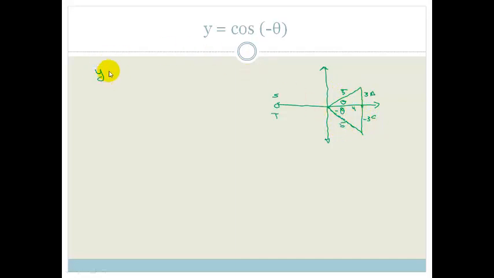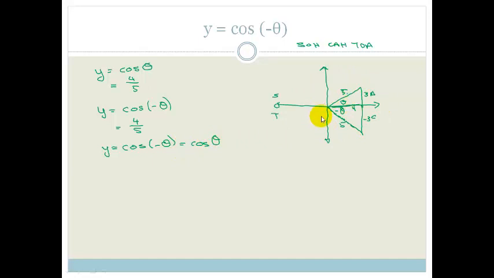So if we have y is cos of theta, using SOHCAHTOA, let me write it out here in case you've forgotten it, cos is adjacent over hypotenuse, so we know that cos theta is 4 over 5. Now if we look at y is equal to cos of negative theta, remember that negative theta just means it's a mirror image across the x-axis, but now again we're looking at the adjacent side and the hypotenuse, so again this is the same as 4 over 5. So therefore we know that cos of negative theta is equal to cos theta, and it's all because of this CAST diagram. So you would just be plotting your basic cos theta graph, which you've done.